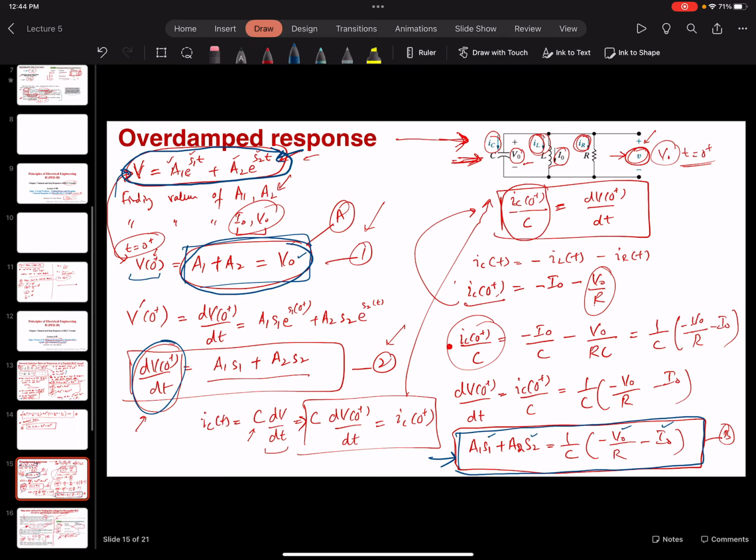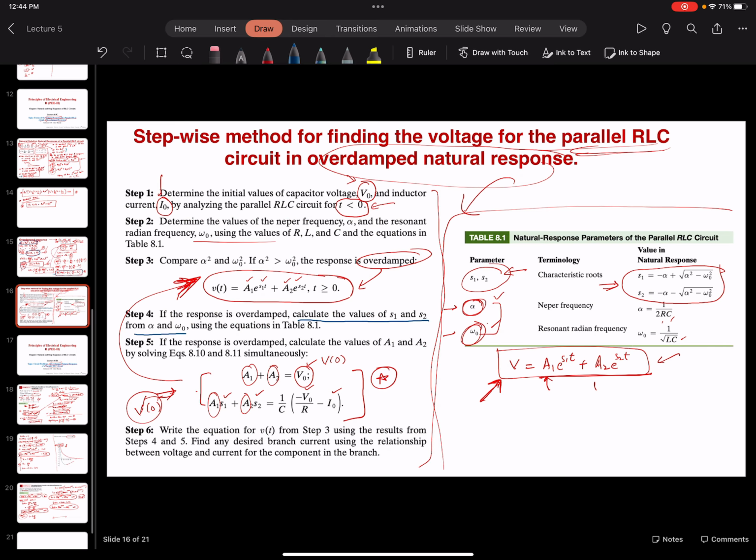After doing all of these derivations, we come up with this short, really a summary of everything. This is literally the summary of a parallel RLC circuit in an overdamped response. Importantly, all you need to do maybe is to remember the right hand side over here. If you remember all of this, you don't need to remember anything else in order to solve the circuit, but you should still understand the concept, please.